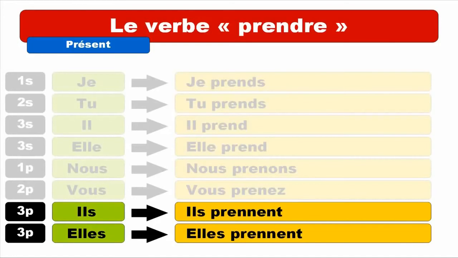Repeat. Ils prennent. And keep in mind that, as usual for this third person of the plural, this final ENT is not pronounced. So for elles, we've got elles prennent. Repeat. Elles prennent. Okay, so let's see one more time. Je prends. Repeat. Tu prends.